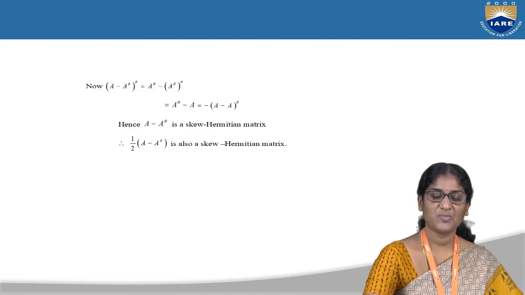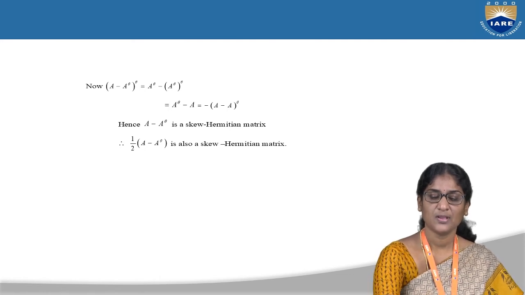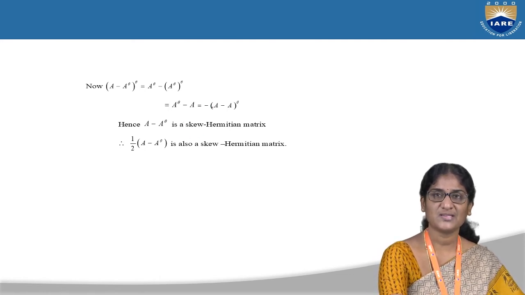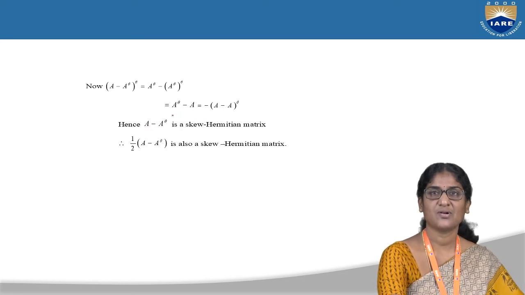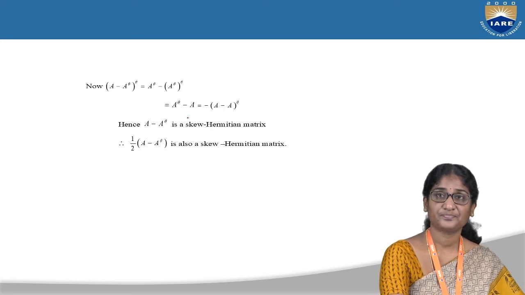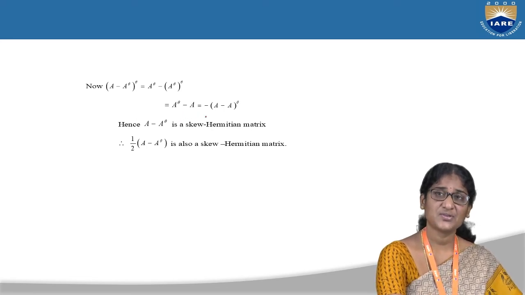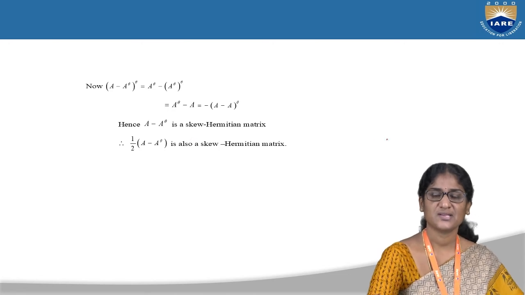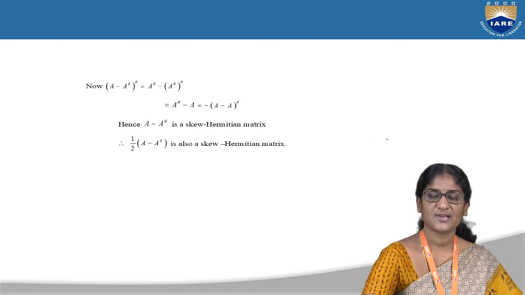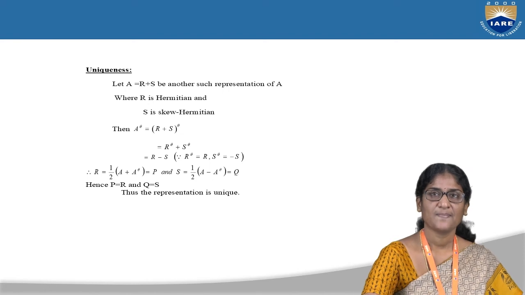Similarly, (A minus A theta) whole theta is equal to A theta minus A. Minus can be taken common here, so it is equal to minus into (A minus A theta). So A minus A theta is skew Hermitian, and divided by 2 it is obviously a skew Hermitian matrix. So here the proof is done. Now next is the uniqueness.